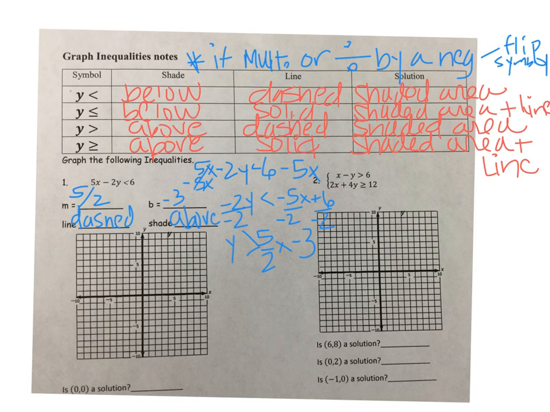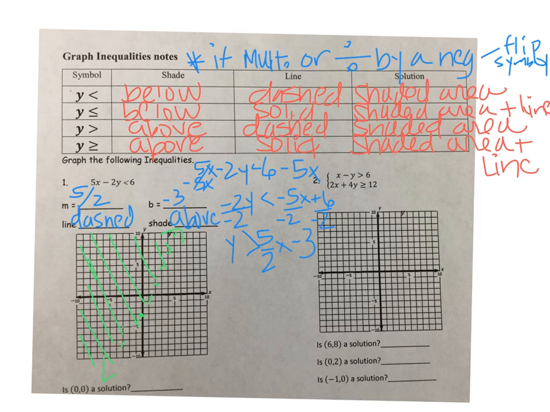So let's go ahead and start graphing. We're going to start at -3 here. And we're going to rise 5 and run 2. So I'm going to run to the right 2. Again, rise 5 again, run 2 again. And we're going to dash that line like so. And we need to shade above it. Shade above. And all of those in the shaded area, all of those coordinate points are solutions to this singular inequality.